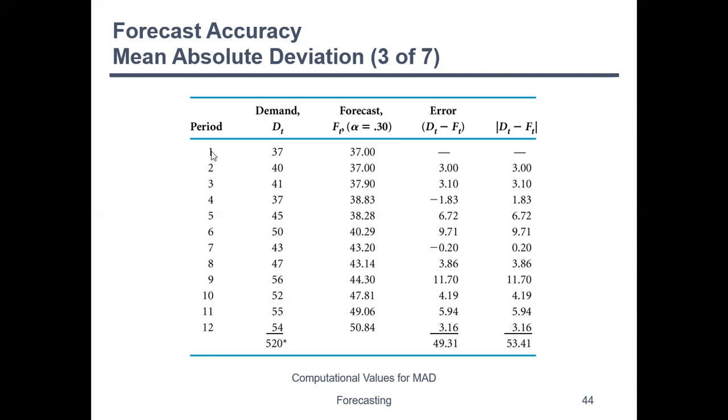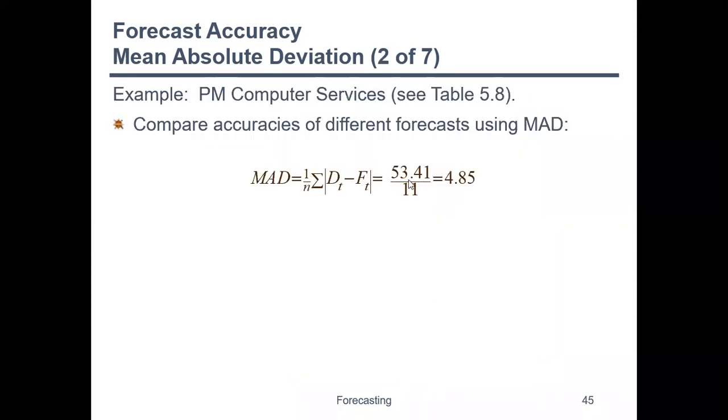Don't start counting from the periods 1, 2, 3, 4. No, count from where the values were. You realize that there were 11 values. Don't make the mistake of writing 12. It's 11. We added 11 values here to get the 53.41. So it's 53.41 all divided by 11, and we have our mean absolute deviation value to be 4.85.